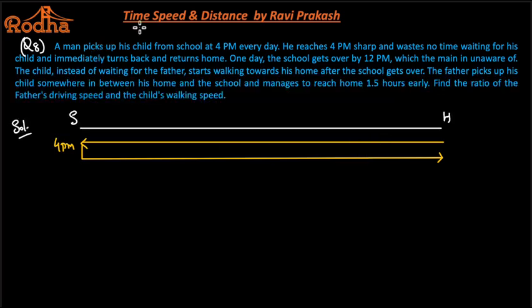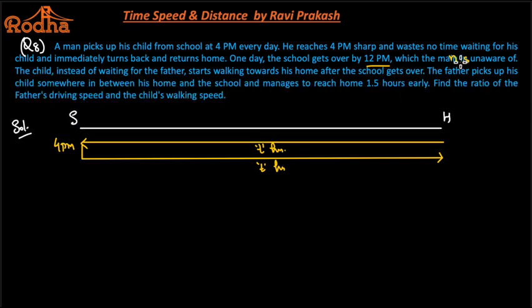Back to home. So obviously, there would be some time. Let's say the time must be t hours. So let's say from home to school, that distance is covered by the person in t hours, so t hours for going and t hours for coming. Right? Because the distance is the same, no? It says that one day the school gets over by 12 p.m., which the man is unaware of. Take care.